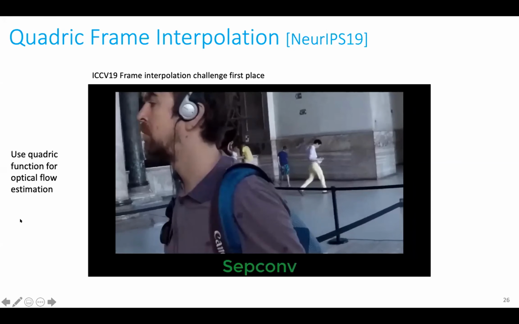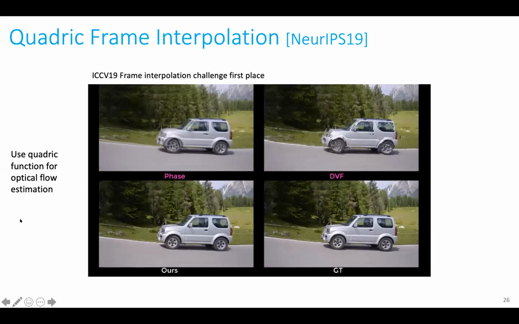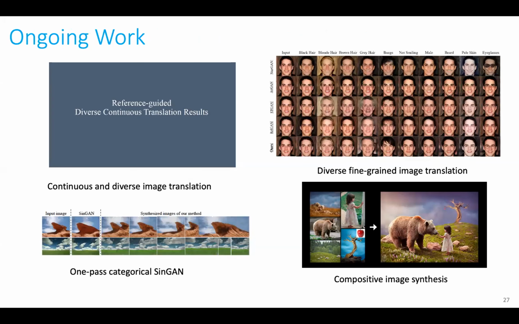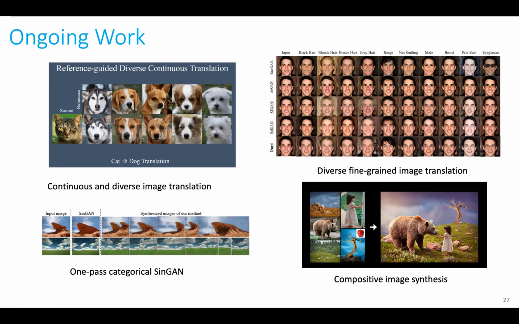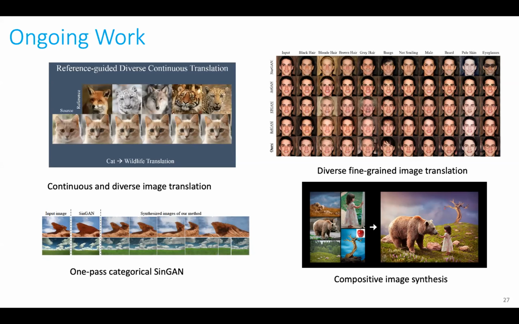Okay, so I went back quickly and gave a very brief summary of the work that we have been working on for the last 3-4 years. Recently we've been working on different things. One is to synthesize results with continuous and diverse output. In our prior work, we could synthesize results with motion, but it turns out that the motion results are not very smooth.